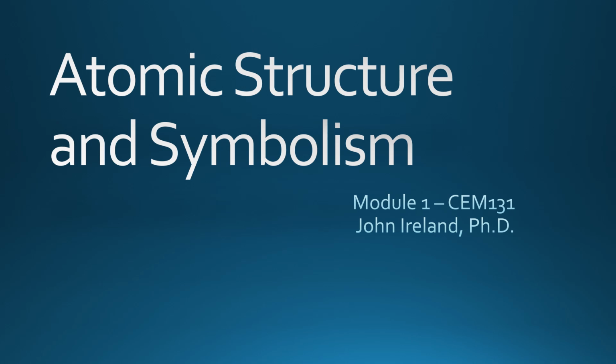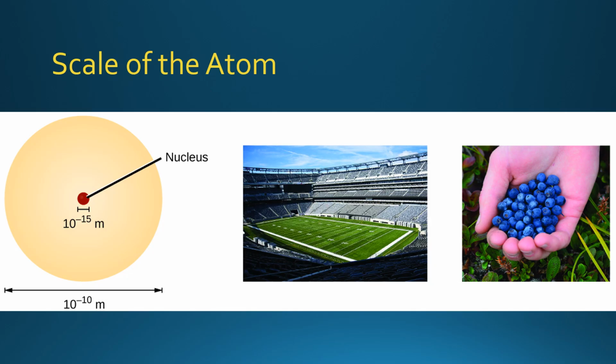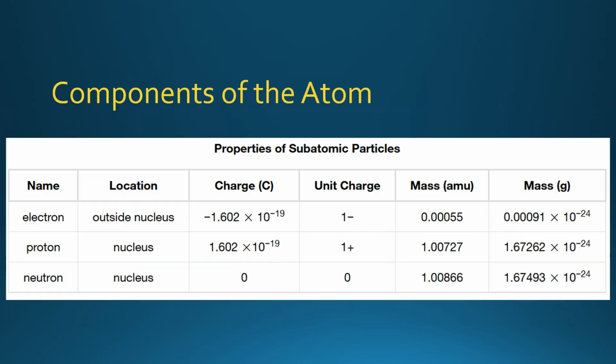In this video, we will be discussing the terminology that is used to describe atoms and differentiate elements from each other. First, let us discuss the size of an atom. If you scale the nucleus of an atom to the size of a blueberry, then the outer edge of the atom would be about a football field's length away.